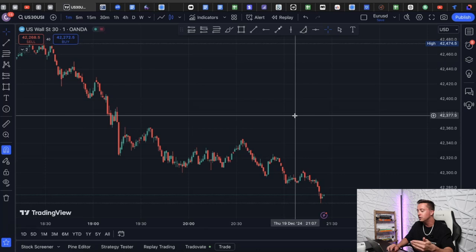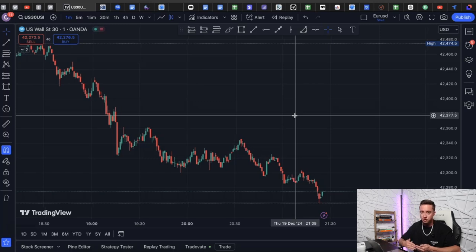I do look at US30, and what I want you guys to understand is US30 and NAS100 correlate a little bit differently. So ideally, there may not be a setup during the New York session on US30, but there will be a setup on NAS100. Or there might not be a setup on NAS100, but there will be a setup on US30. So it's very simple.